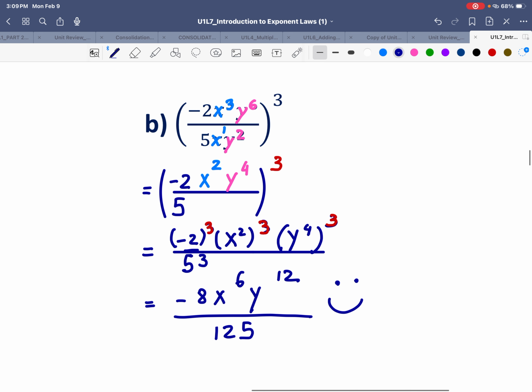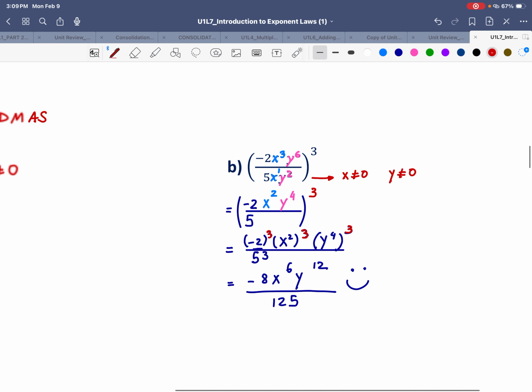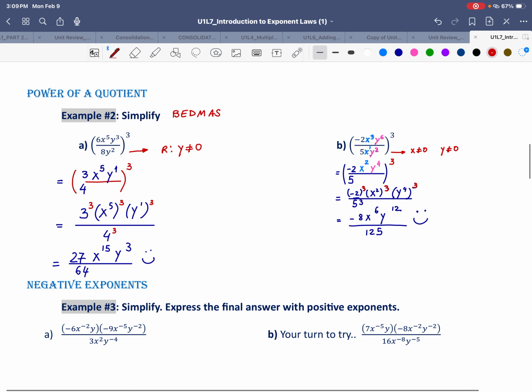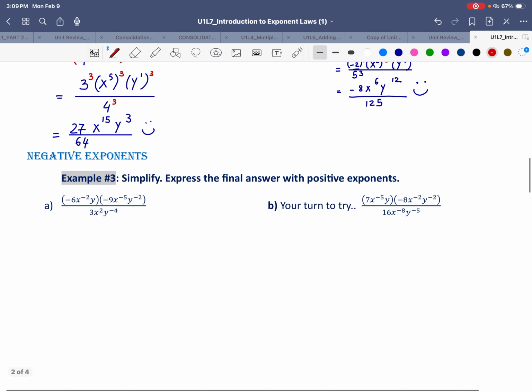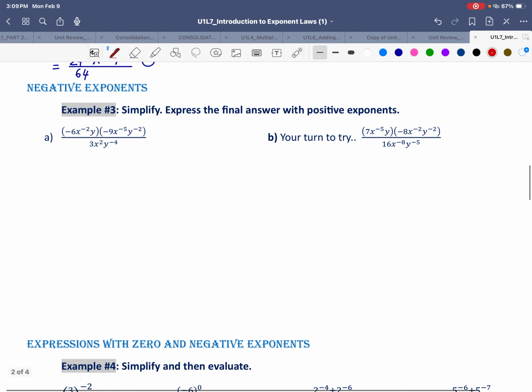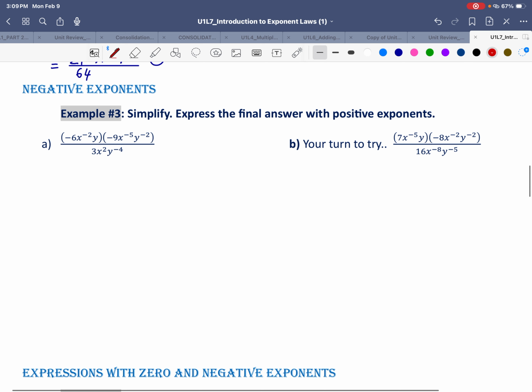Now, we're going to take care of the restrictions here. So take a look at where we were here, where x has to be different than 0. So the variables were still in the denominator there, and y different than 0. Now, in the next question, we will deal with expressions with negative exponents. So let's take a look at how we're going to do this now.